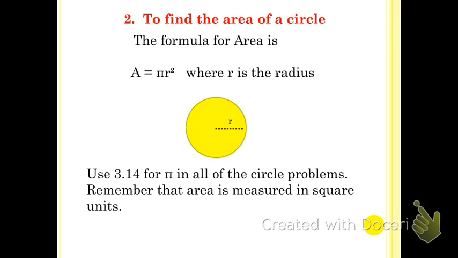To find the area of a circle. The formula for area is area A is equal to pi times the radius squared, where r is the radius. Use 3.14 for pi in all of the circle problems. Remember that area is measured in square units.